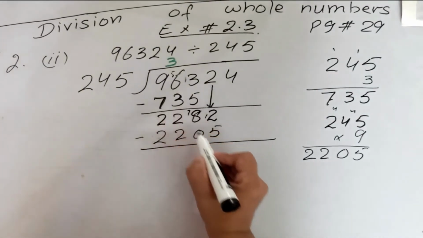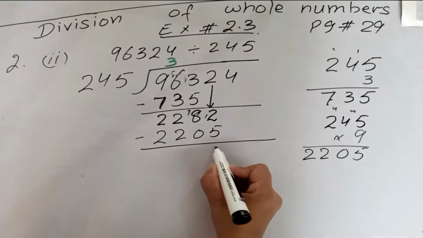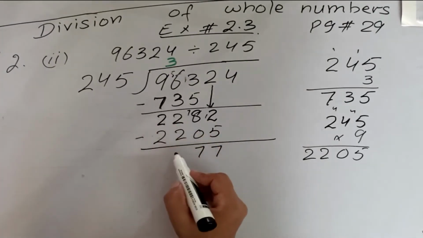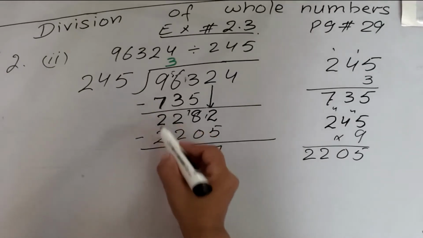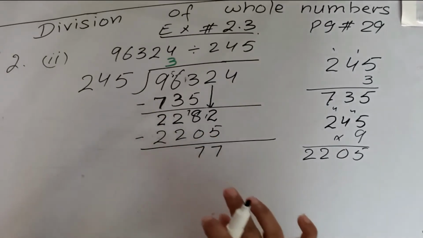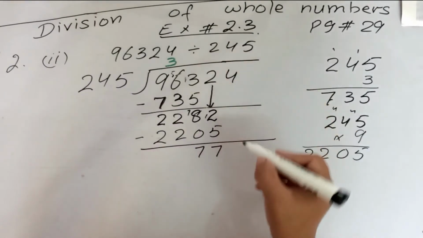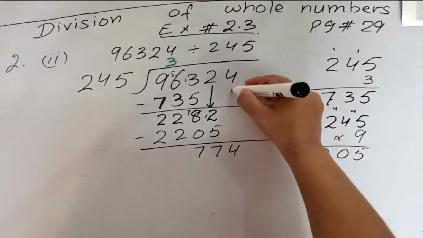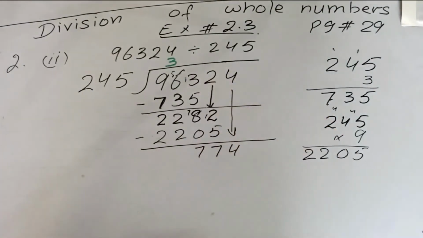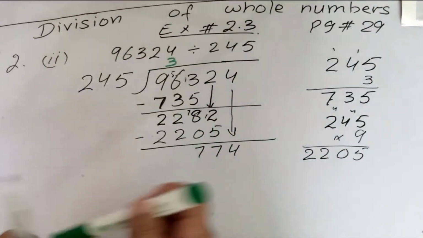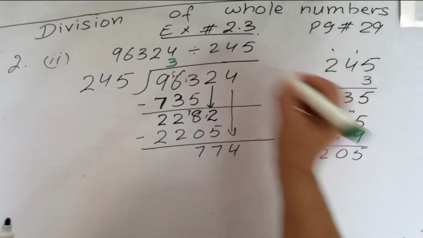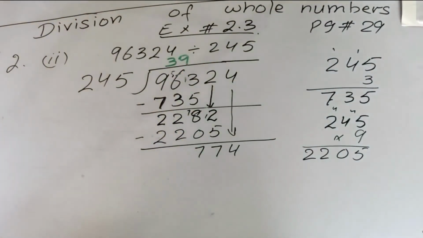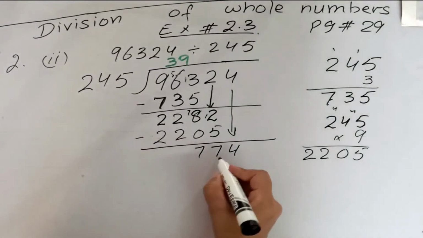Get borrow from here, it will be 7, this is 12, 12 minus 5 is 7, 7 minus 0 is 7, 2 minus 2 is 0 and 2 minus 2 is 0. So this is our remainder. Here again we will take 4 from the above value. Which number was multiplied by this? 9. Write 9 over here. Okay, now this is 774.